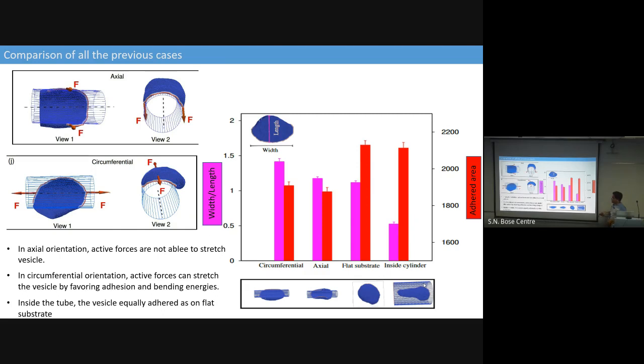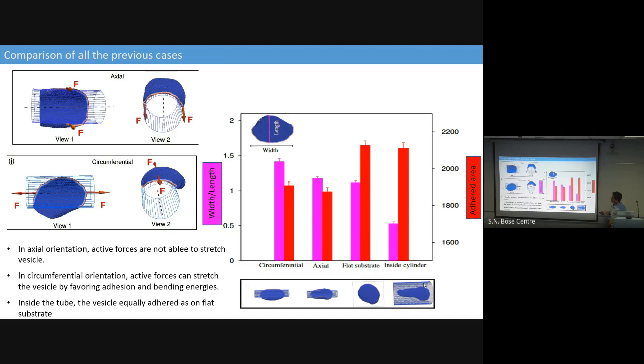Now, if they stretch and also try to adhere, then it also has to bend. So we see that in this case, these forces that are acting on the side and try to stretch the vesicle are not very happy, and they are not trying to minimize all kinds of energies here.